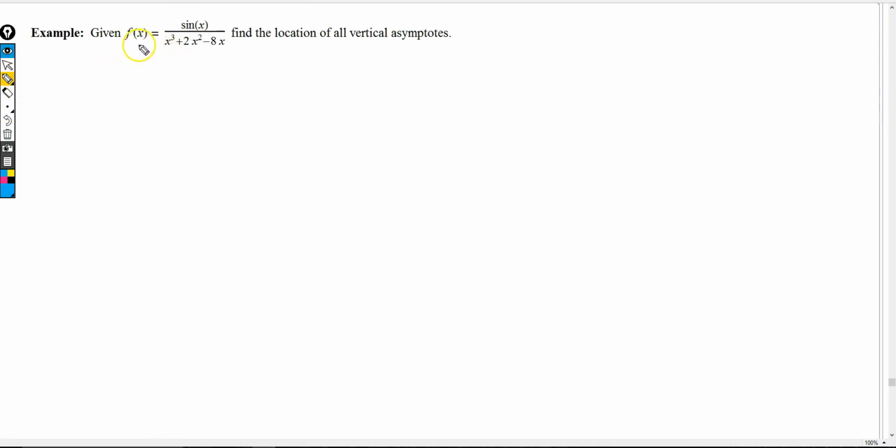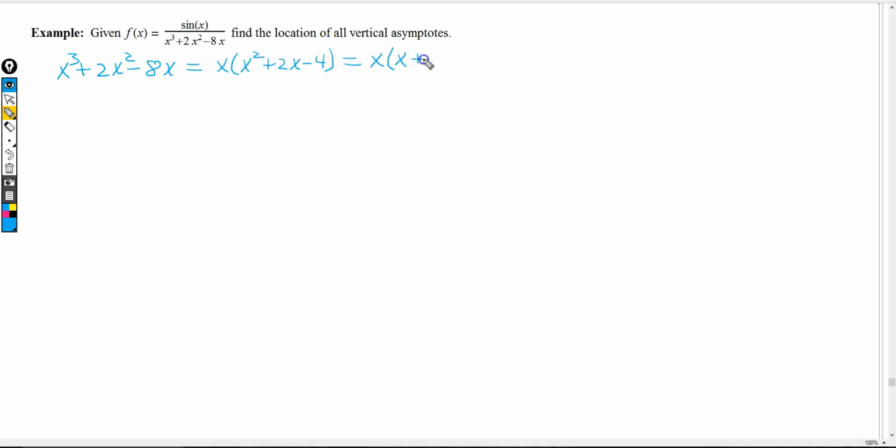All right, so here's our function. We're going to find all the vertical asymptotes for this one. So let's take our denominator here and factor it. We can't do anything with the sine. So we have x cubed plus 2x squared, and now setting that equal to 0, we get that x equals 0, negative 4, and 2. So these are where we have possible vertical asymptotes.